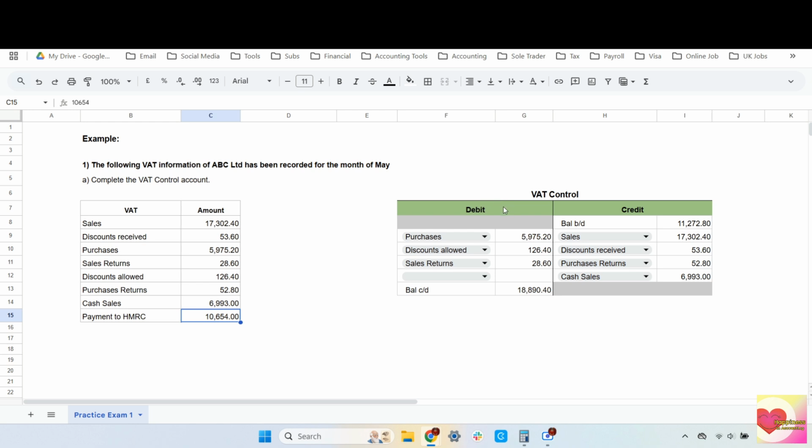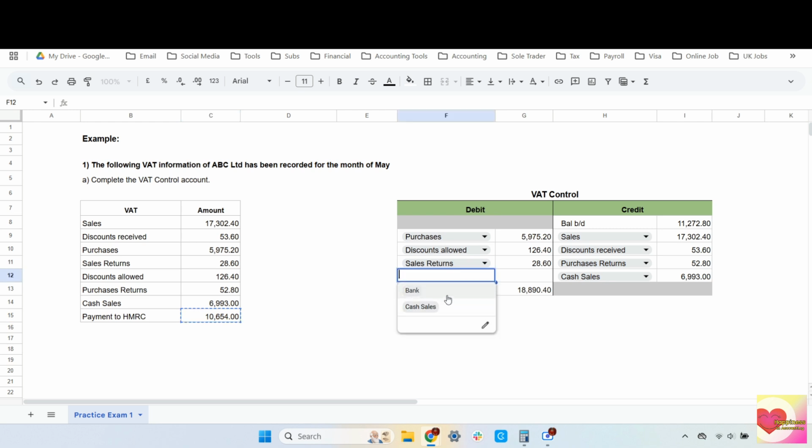Debit balance happens when the amount of VAT for our purchases is much higher than the amount of VAT for our sales. So it's very important to pay attention to this. You may see either payment to HMRC or payment from HMRC. So this payment to HMRC means we have paid our liability to HMRC, so our liability is credit, but when we pay, we decrease our liability, so it's debit.